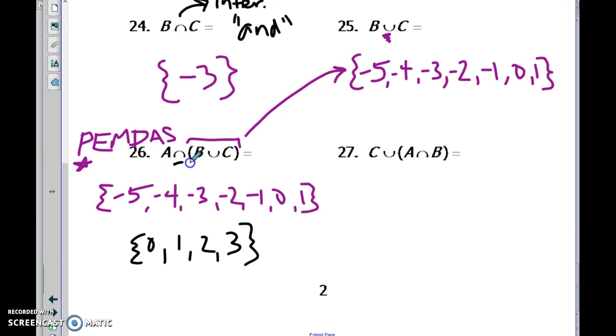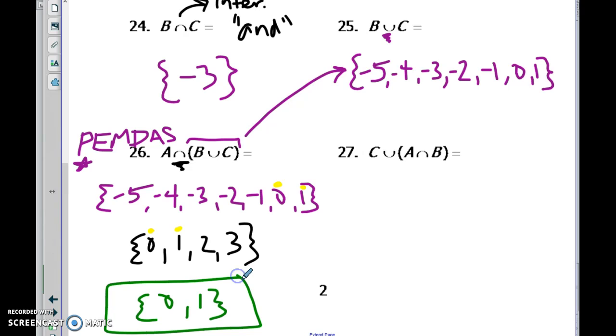So the intersection, again, this means intersection. We only want what's overlapping in these two sets. So I have a 0 in both sets. I have a 1 in both sets. And that's it. So my intersection is going to be 0 and 1. I'm going to put a square around this one because this is what I want for the answer here. First, I picked the set that was the union of B and C, so I pulled that from here, and then I pulled A, and I found the intersection of A and this BC.